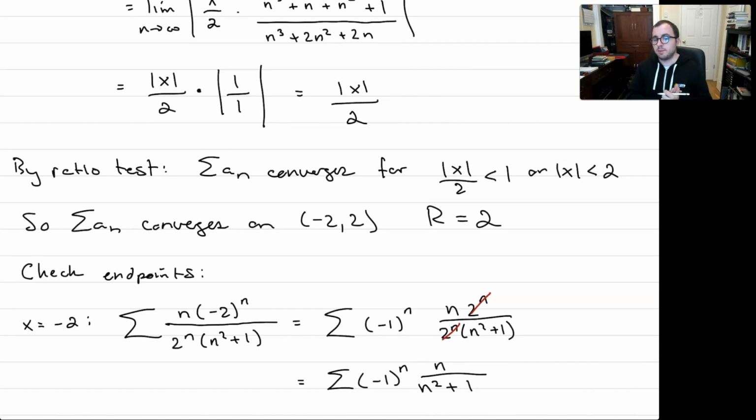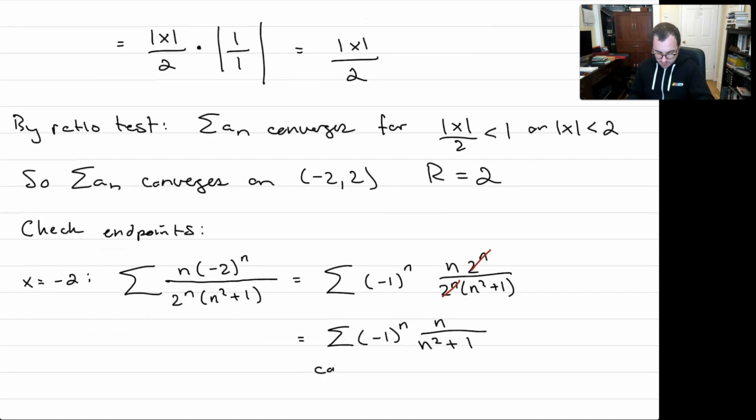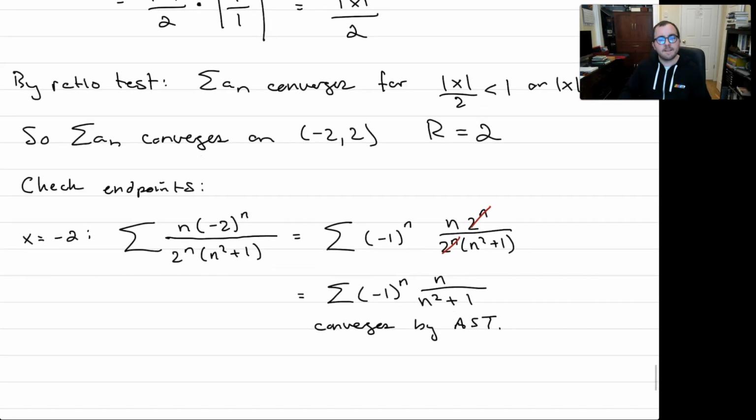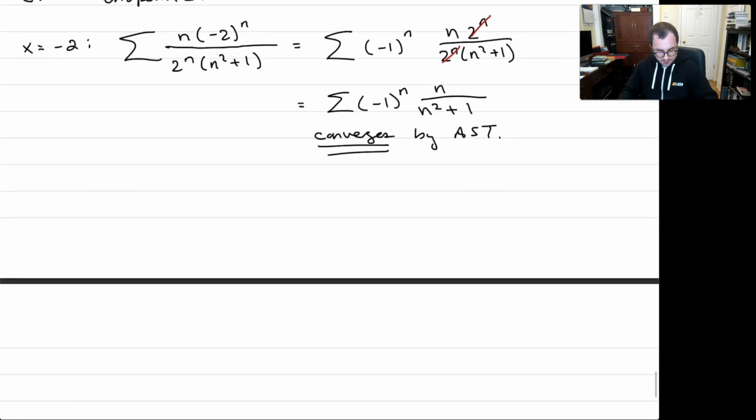n over n squared plus 1 is a decreasing function that goes to 0. You can check that. So this converges by the alternating series test. So it converges at x equals -2.